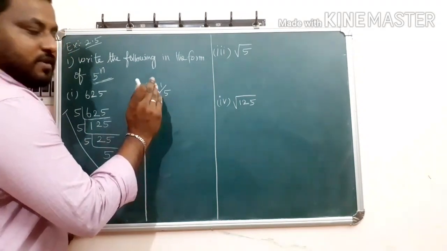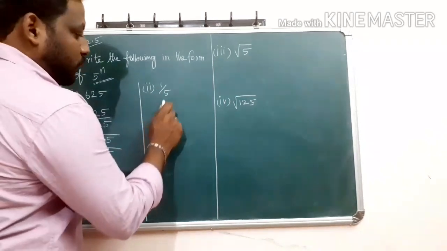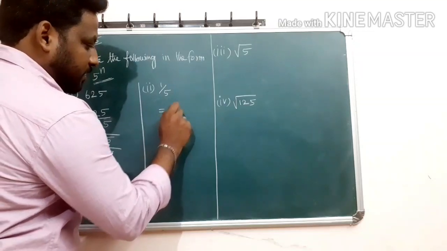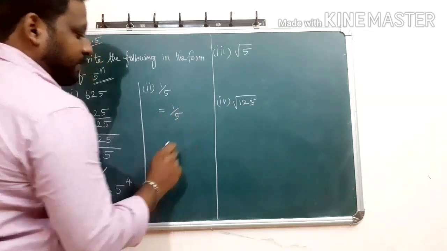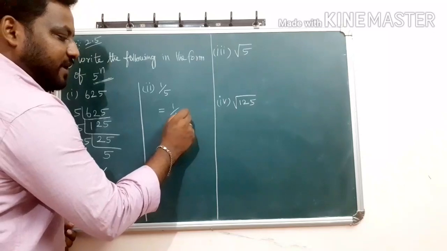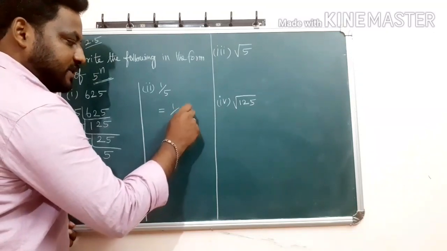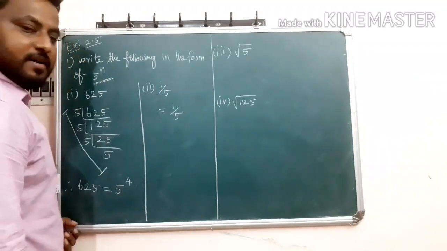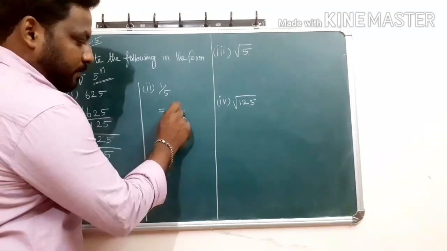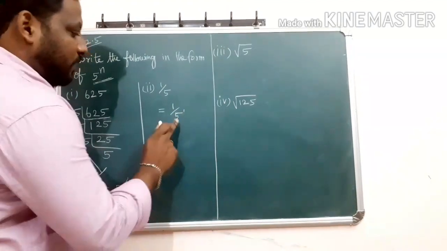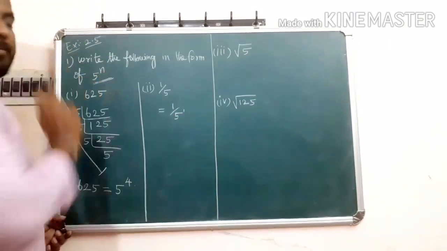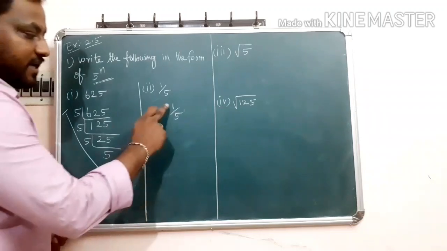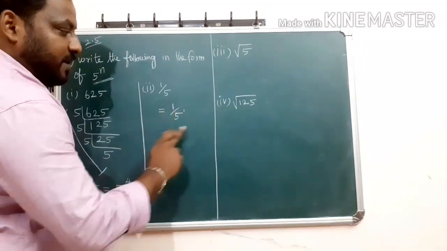1 by 5. So given in the fraction form. So 1 by 5. 1 by 5 means if only 5 is given, that should be taken as 5 power 1. So 1 by 5 power 1. We have to write it in the form of 5 power n. But here 5 is in the denominator.